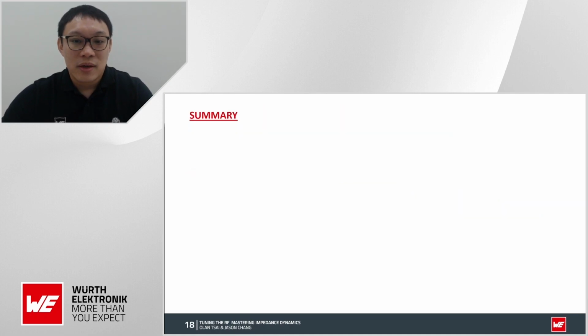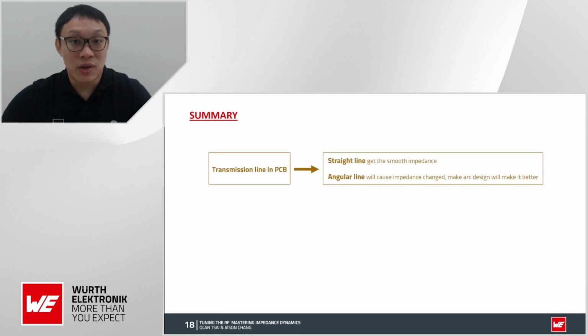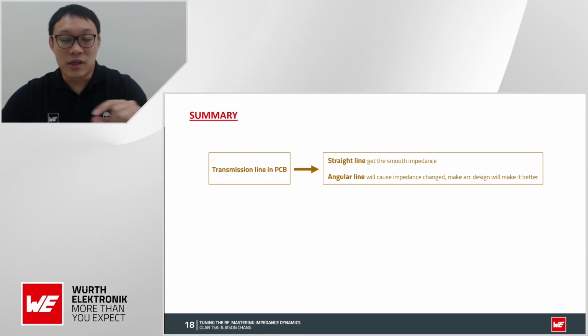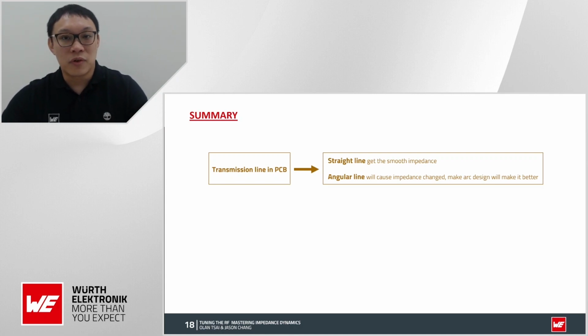Okay. Hopefully, it's not too difficult and too complicated for you until now. So let's do a quick summary for the presentation today. The first is the transmission line on PCB. It's a straight line, so it's easy for the designer to work on the layout. But for a right-angle turning line, please try to give it an arc, a smooth turning shape. It will help you to get a good 50 ohm impedance.